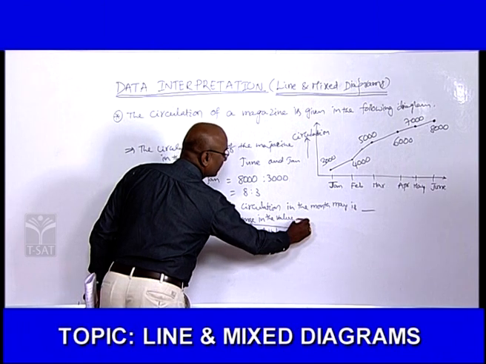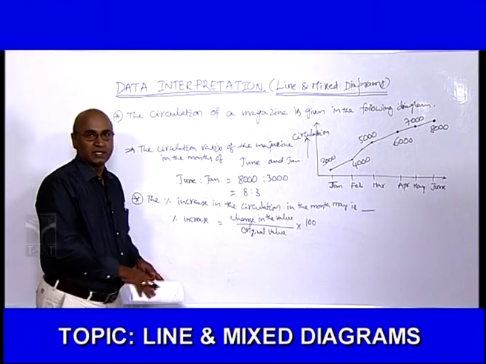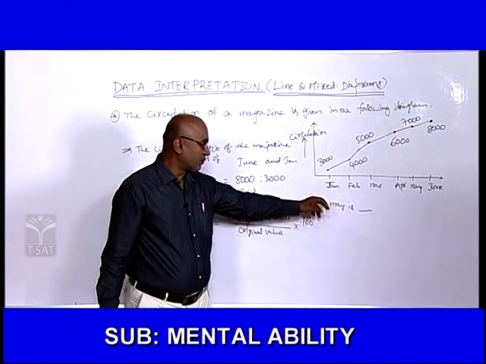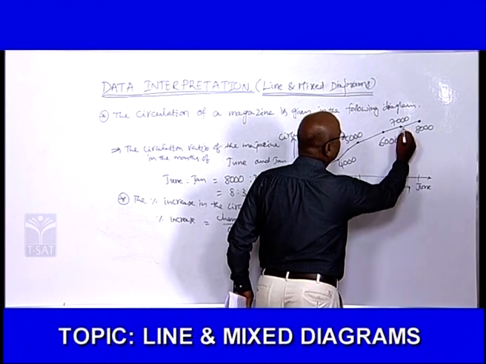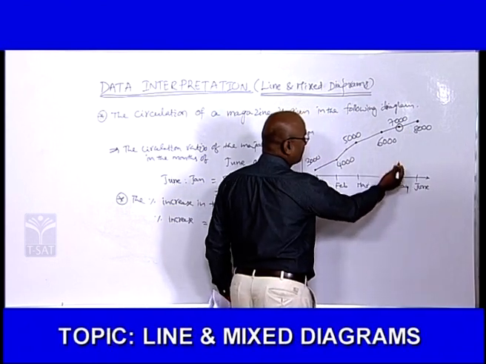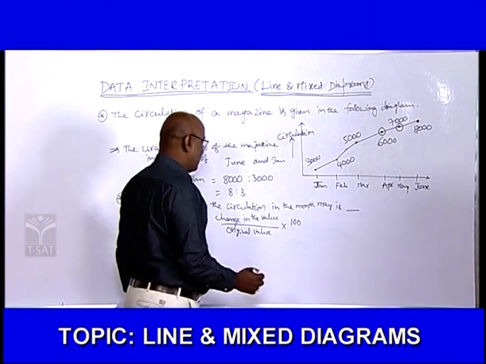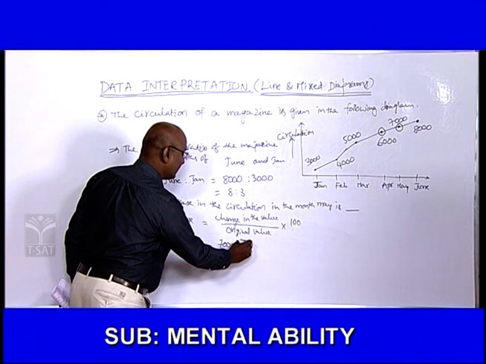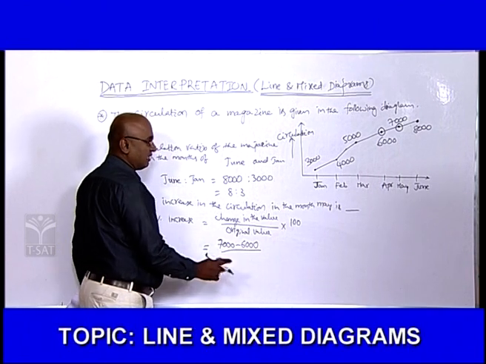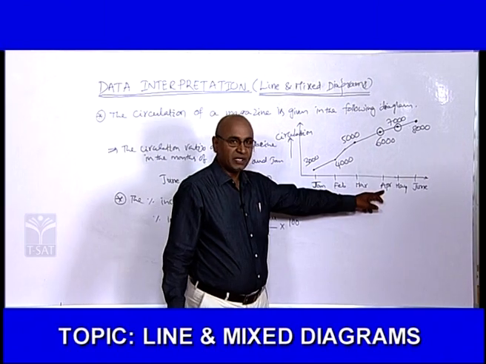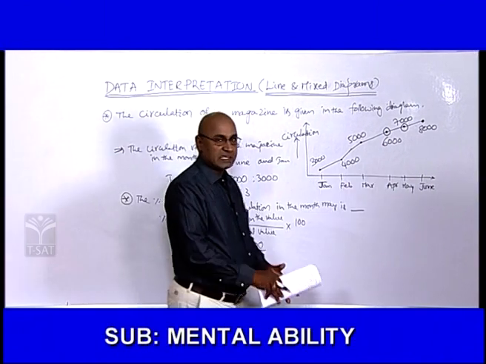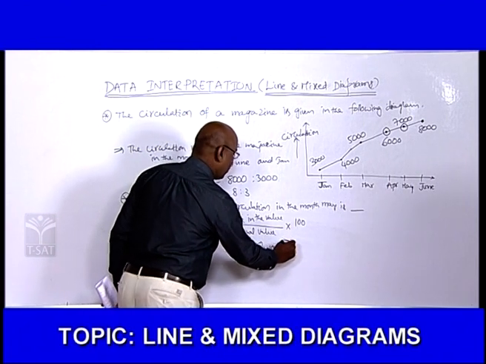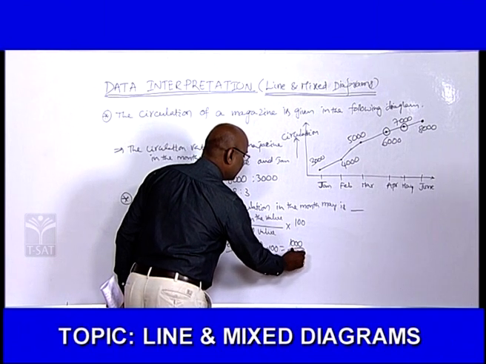It is the difference between the present month and previous month, or the present value and the previous value. Here he has been asking the question with respect to May. So in the month of May, what is the circulation? It is 7000. And what is the previous circulation? It is 6000. So percent increase is equal to 7000 minus 6000 by initial value or original value. With what we are comparing with the month of April. So in the month of April, the circulation is 6000, into 100. That is equal to 1000 by 6000 into 100.